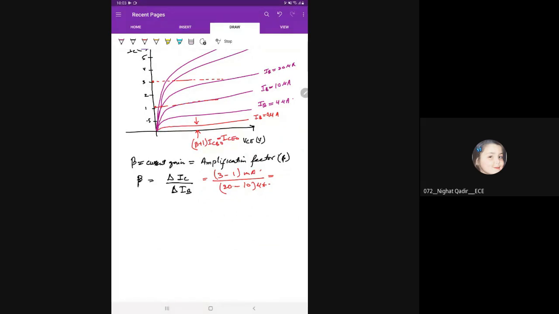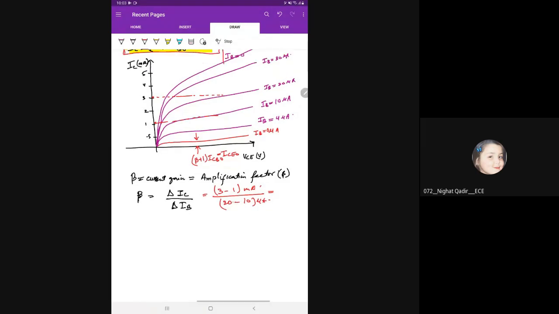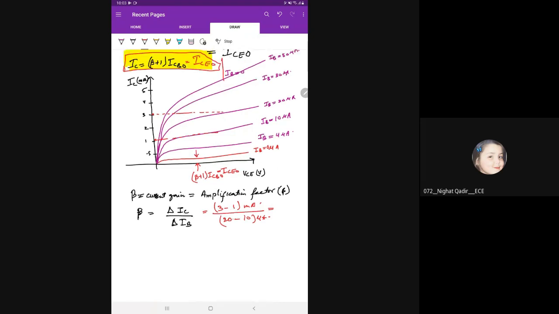Okay, so this was output characteristics. Now see, here if you observe these curves, they are not constant. Remember, I said that in common base configuration, the curves are constant. They do not have any slope. They are parallel to the x-axis. Why? Because input current was equal to output current there. There the input current was IE, and the output current was IC. So this was in common base configuration.